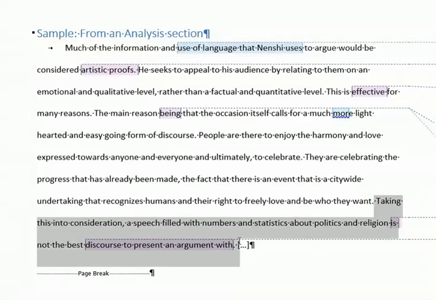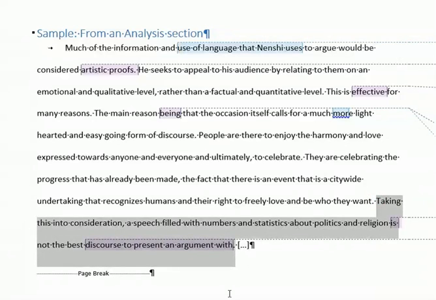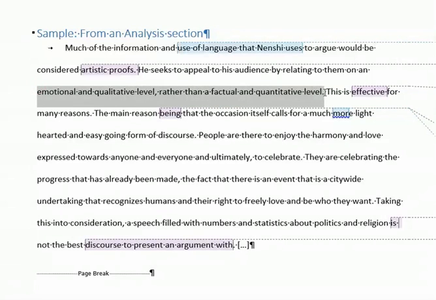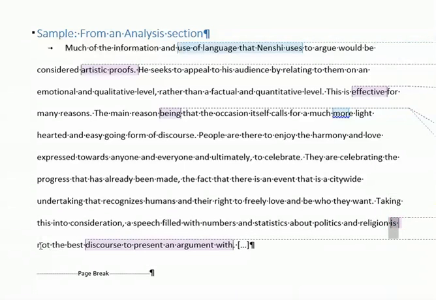This final sentence has some logic issues. "Taking this into consideration," here's another vague "this." "A speech filled with numbers and statistics about politics and religion is not the best discourse to present an argument with." I'm assuming that this is talking about a hypothetical thing that they didn't do. They didn't fill their speech with numbers, and they actually used emotional and qualitative rather than facts and quantitative. Okay. This would not be "is" anymore, it would need to be "would," and the proper verb form is not being used.